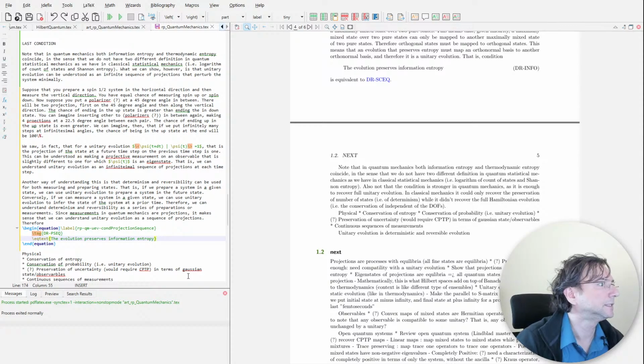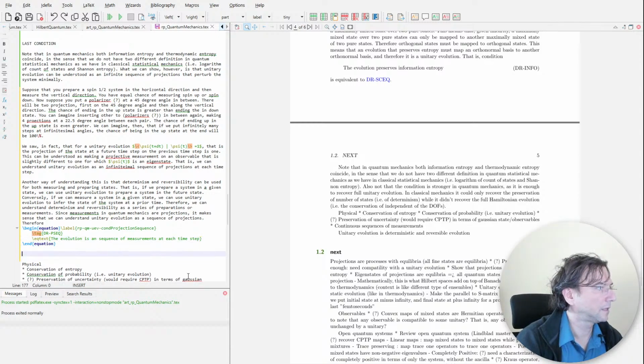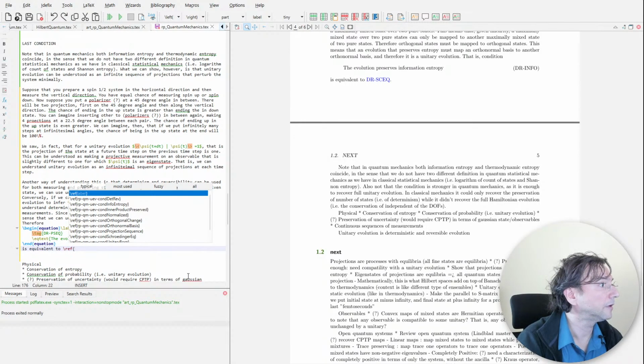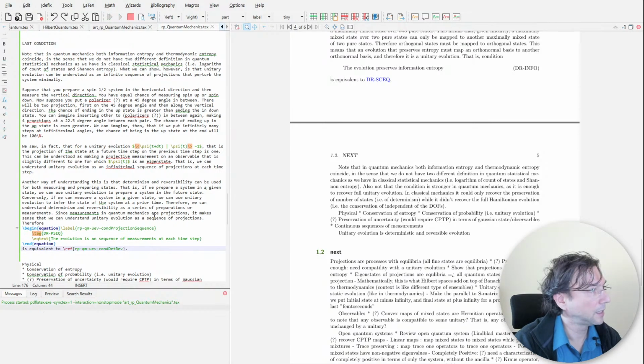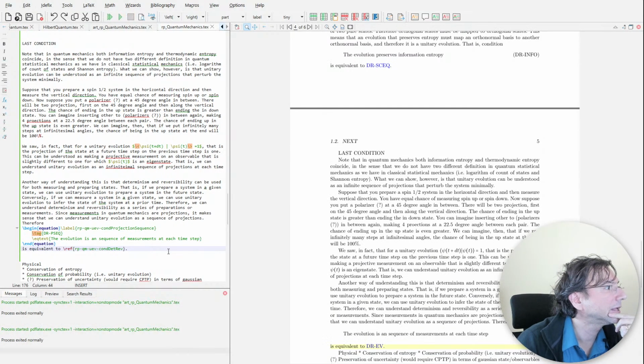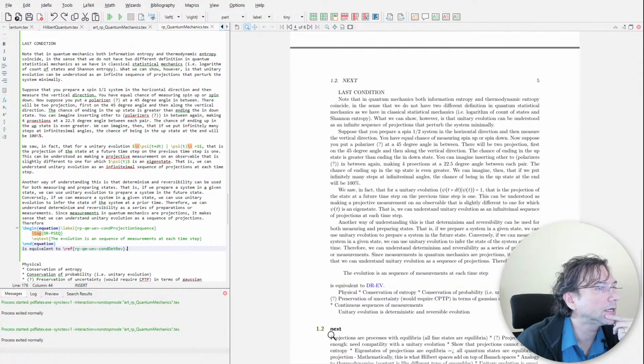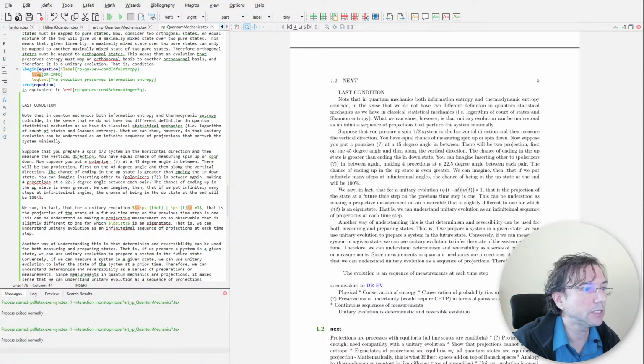The evolution is an infinite sequence of measurements at each time step, which is equivalent to determinism and reversibility. Okay, and then this could then lead in to the projection and talk about that. That makes sense, but we need to put the other conditions first.